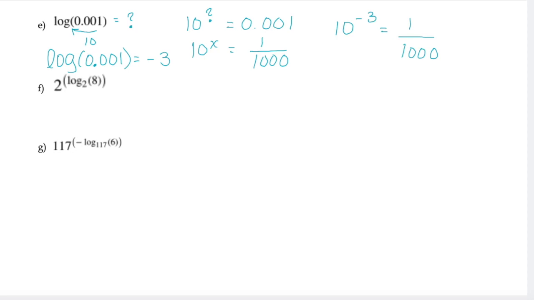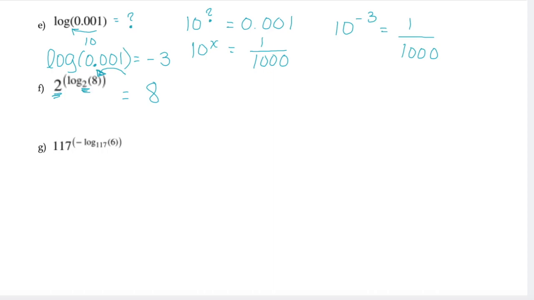F and G are written very similar to the other rules that were listed on one of our first couple of slides. I have base of 2 to the power of log base 2 of 8. Notice our bases are the same, so our ending result is 8. They end up almost canceling one another out, undoing each other since they are inverses. Exponentials and logarithms are inverses of one another.